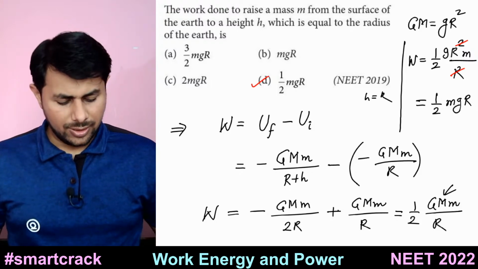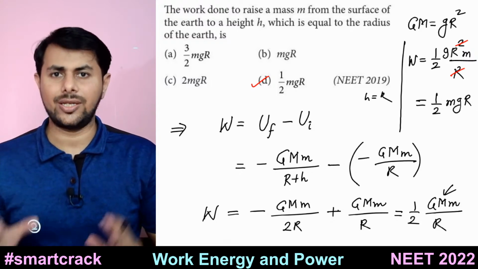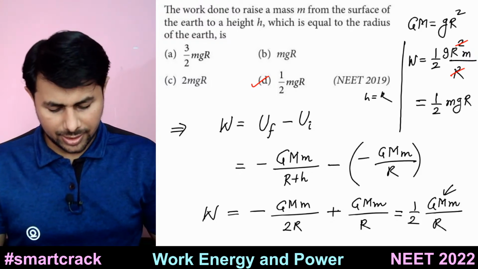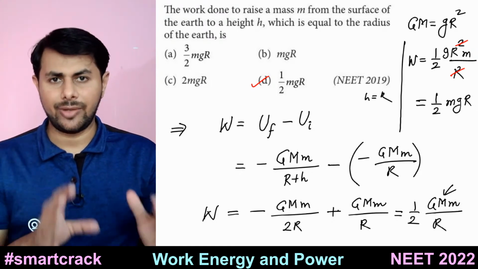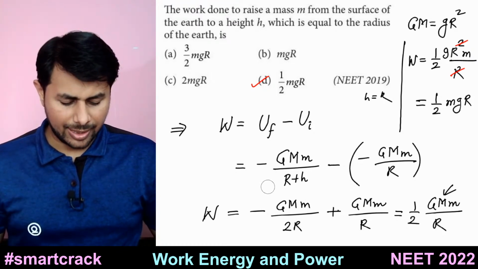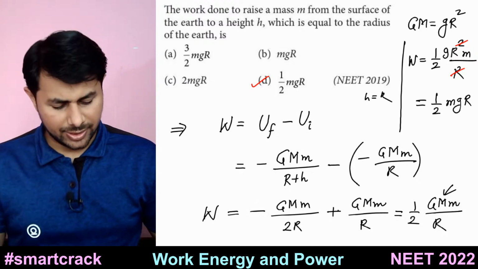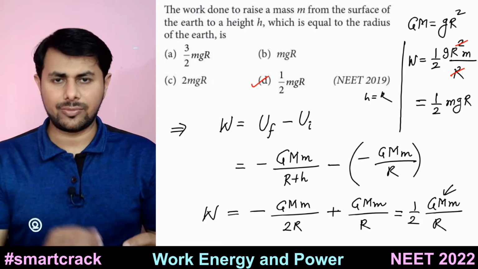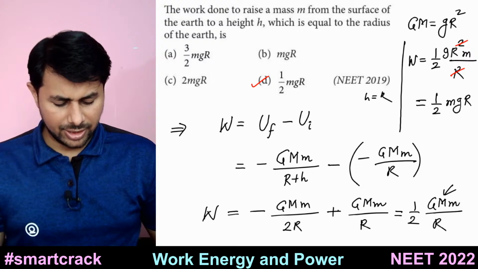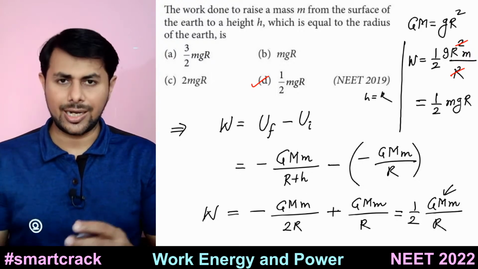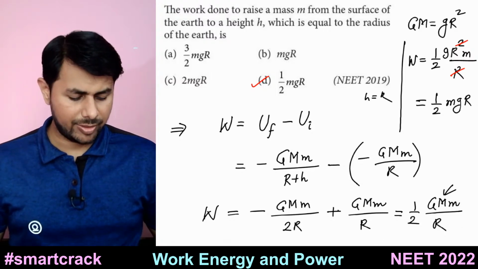All right, so work done is change in potential energy, that is final potential energy minus initial potential energy. And what is the formula for potential energy? It is minus of GMm, G capital M into small m divided by r plus h. Okay, so this is the final potential energy. Potential energy on Earth's surface is minus of GMm divided by r. Okay, so this minus minus becomes plus, and h is equal to capital R. So it is r plus r, 2r, and then if we add this, we get half of GMm divided by r.